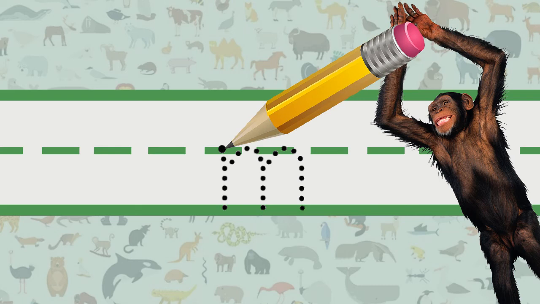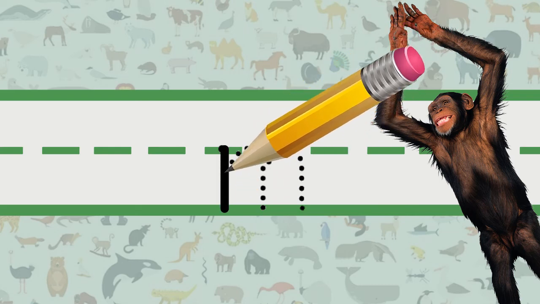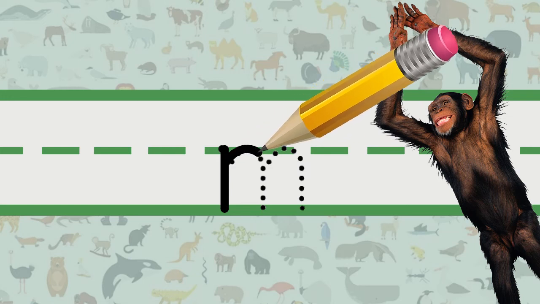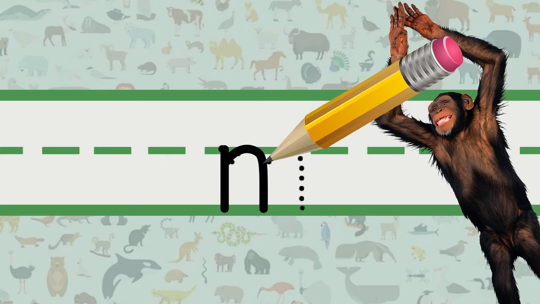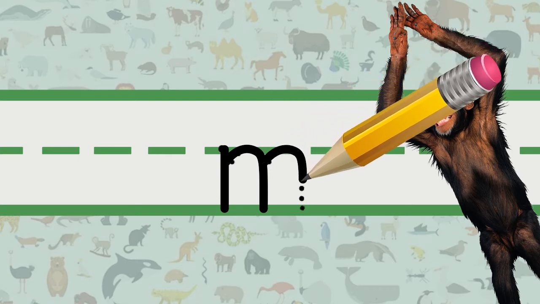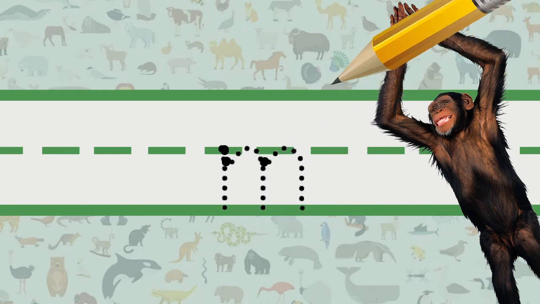Start at the middle and draw a straight line down to the bottom. Then go back to the middle and draw a curved line down to the bottom. Then go back to the middle and draw another curved line down to the bottom. Good job! Let's do that again.